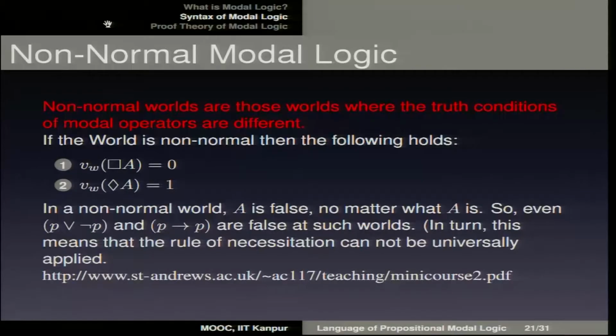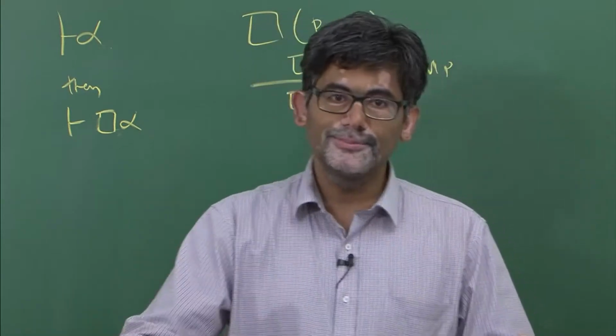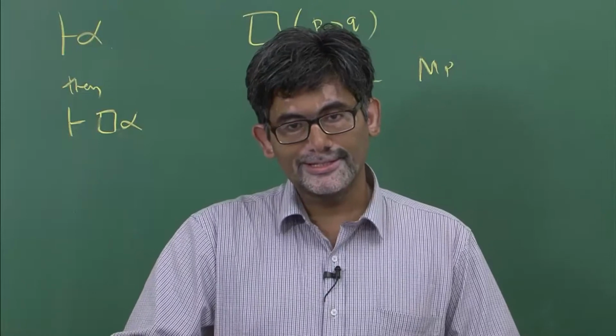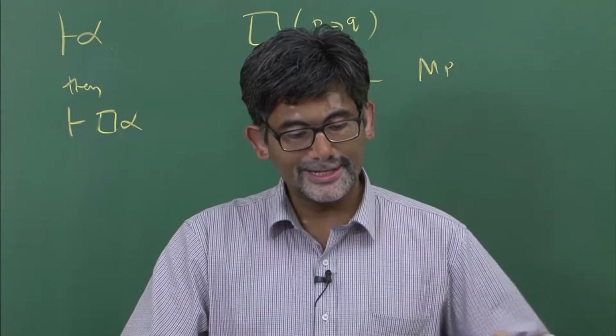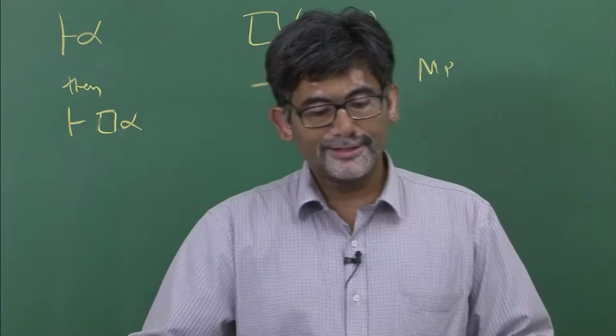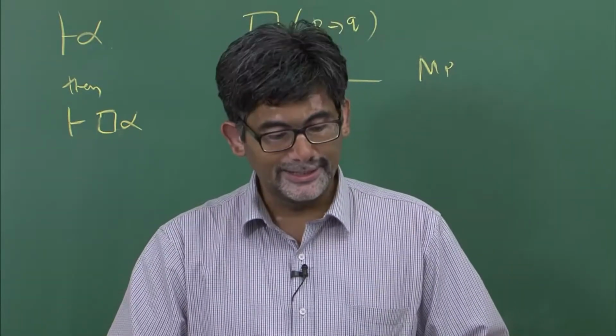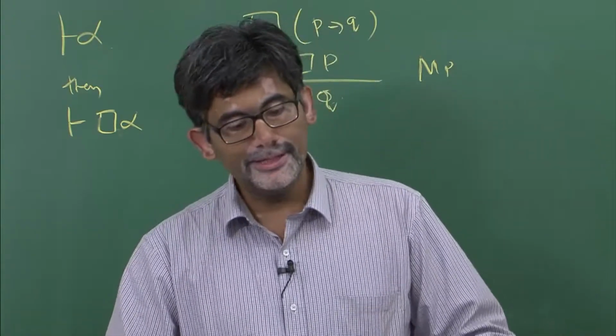non-normal modal logics in particular, they consist of possible worlds where the truth conditions of modal operators are different. Whereas in the case of normal modal logic, if necessity of A is true, then obviously possibility of A is going to be true everywhere. But in the case of non-normal modal logical systems, they behave in a slightly different way. The necessity operator may be false, but the possibility operator, it is possible that A in a given world W, can be true.